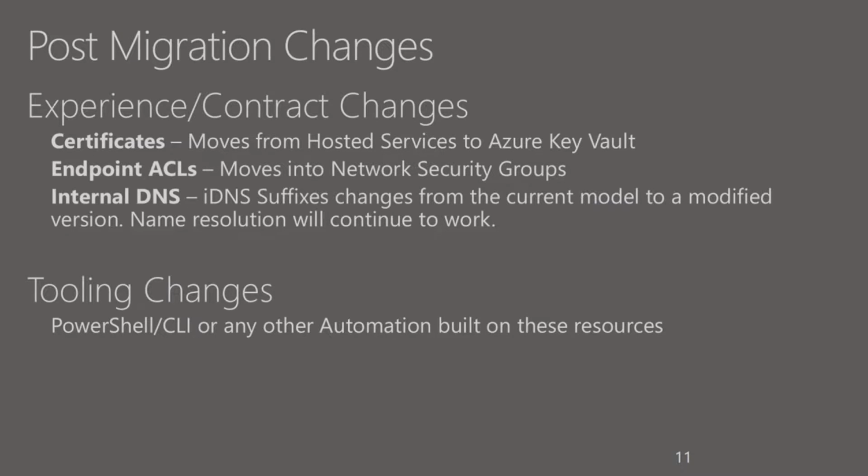Endpoint ACLs are replaced by a solution we call network security groups. You can think of network security groups really as a superset to endpoint ACLs. The endpoint ACLs were just on the network endpoints that you have, like a public IP address or a load balancer, and the network security groups can be applied there or can be applied to a subnet, and so you can actually have much more flexibility with the network security groups. And then there's a minor change in the internal DNS configuration. It continues to work on both sides, but there's just a minor change there.